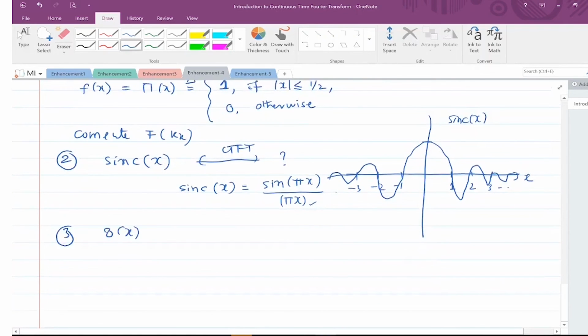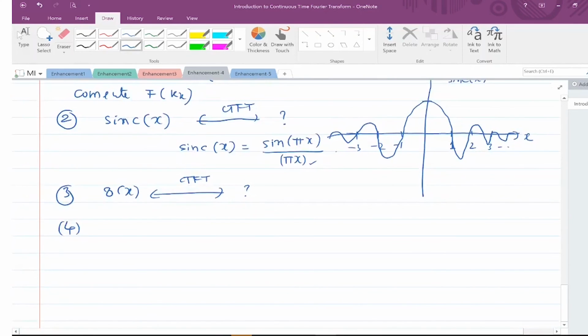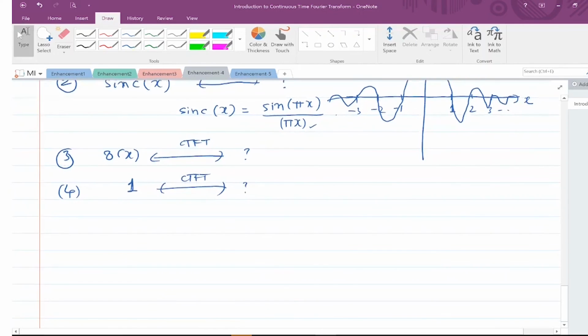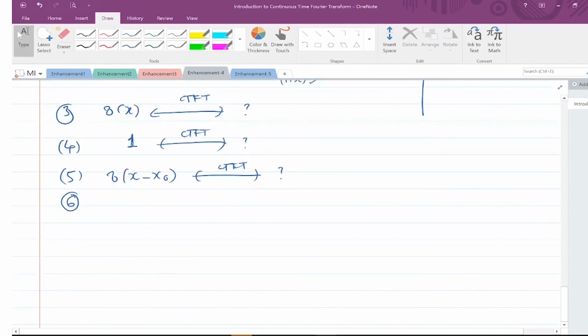Third one, delta x, what is the CTFT for it? Fourth one, you could use the properties to figure it out as well: 1, what is the CTFT of it? Then you have a shifted impulse, delta of x minus x naught. What would be the CTFT of it? Now the next one, you are multiplying, let's say, 1 with a complex exponential. Then what would be the CTFT of it?